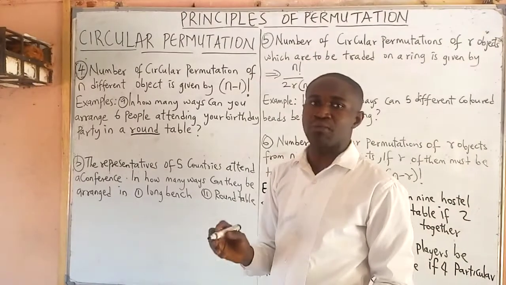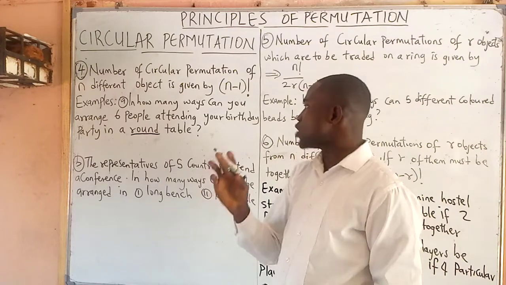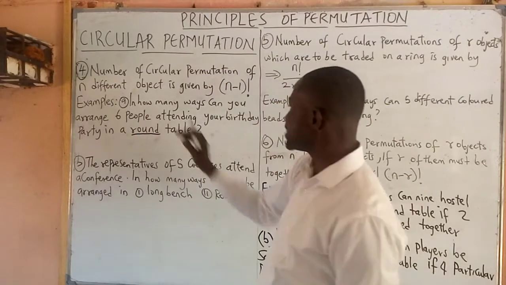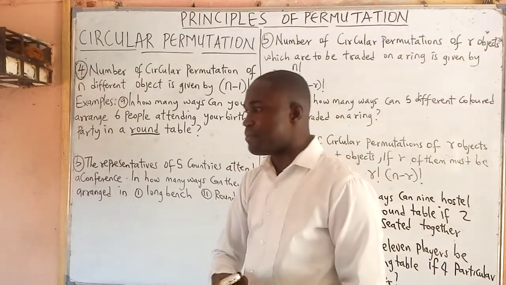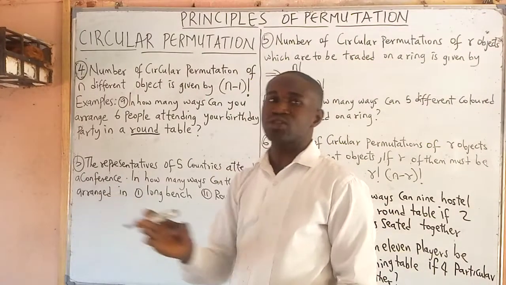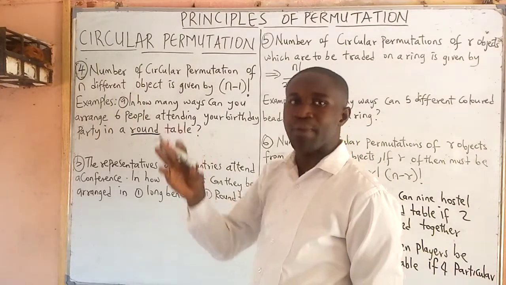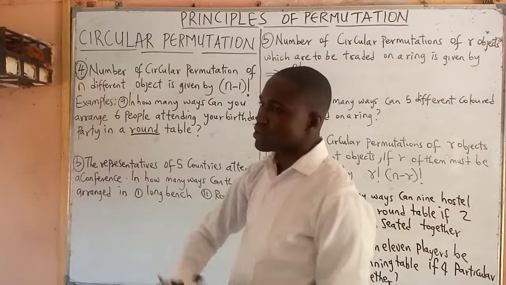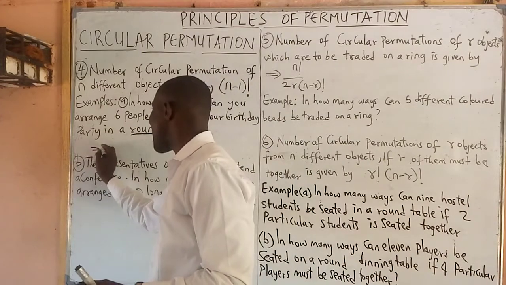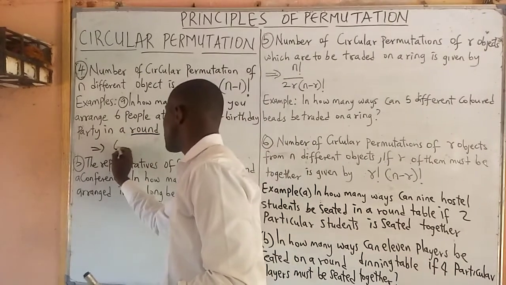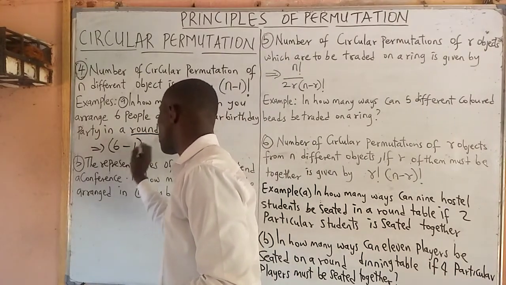Anything called round means it is circular. So what happens now is that you say it's a circular permutation. But if they say on a bench that is straight, it is not circular, it means normal permutation. So round means circular. So apply (n-1)!. Just say, answer me, 6 minus 1 factorial.